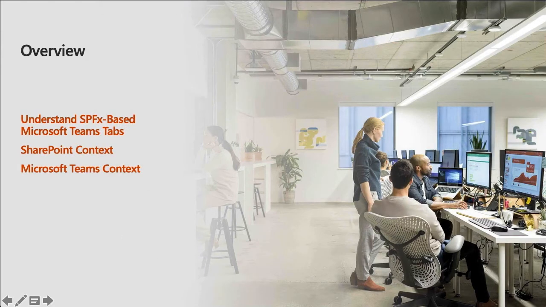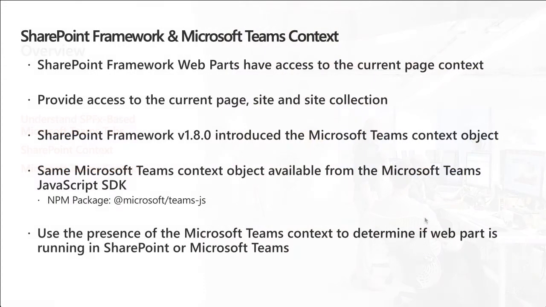We're first going to see how we can understand the SharePoint Framework-based Microsoft Teams tabs. Then we're going to see how to work with the SharePoint context as well as the Microsoft Teams context in the same application. SharePoint Framework web parts have access to the current page context when they're loaded on a page. And this is going to give us access to the current page, site, and site collection information.